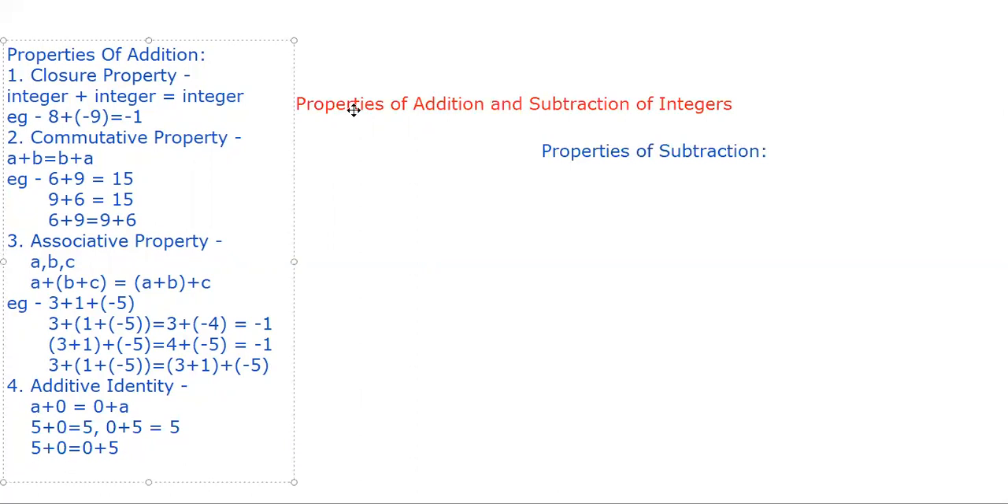Now the fifth and the last property, though there can be other properties too, but I have only this much. It is called additive inverse. What is additive inverse? Additive inverse is that when you write A plus minus A, it is always equal to 0.